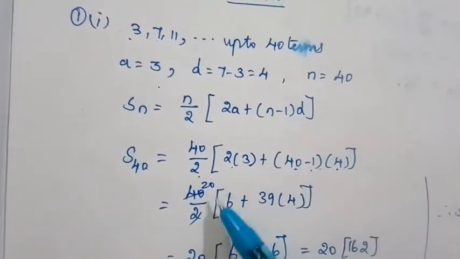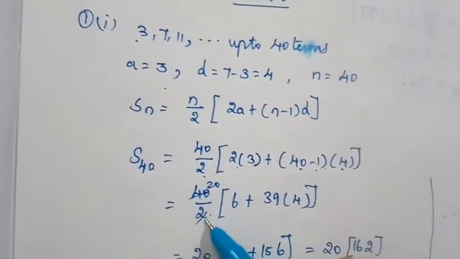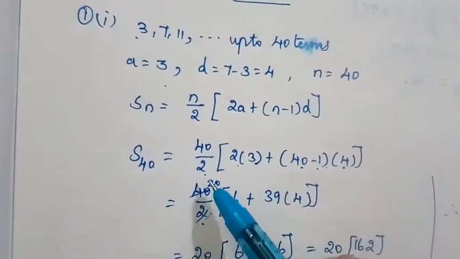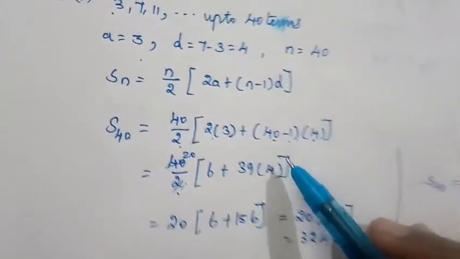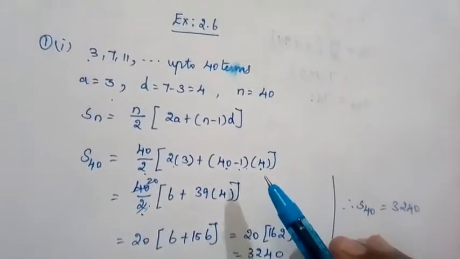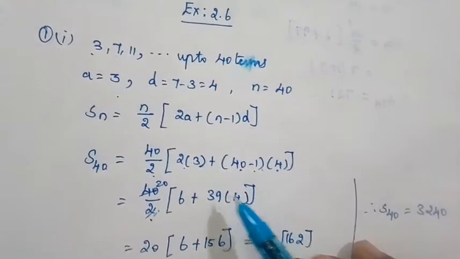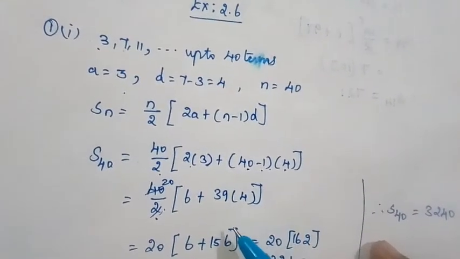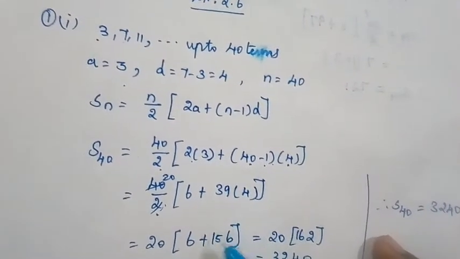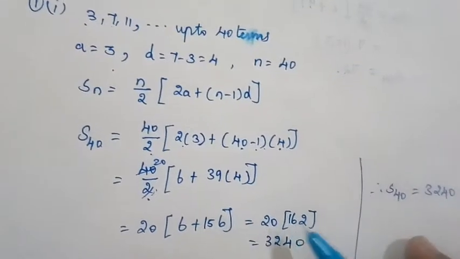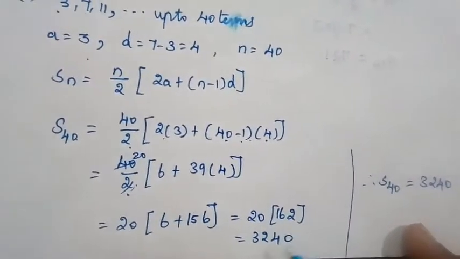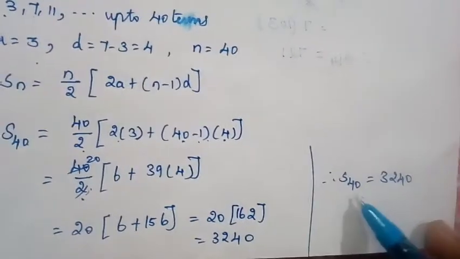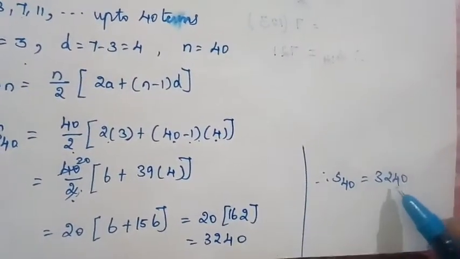So that is 40 by 2, cancelling is possible, that is 20 times. 2 threes are 6, plus 39 into 4. For the multiplication, 39 into 4: 9 fours are 36, balance 3, 3 fours are 12, 12 plus 3, 15. So you have to add these two, that is 162. You have to multiply these two, that is 3240. Therefore, S40 is equal to 3240.